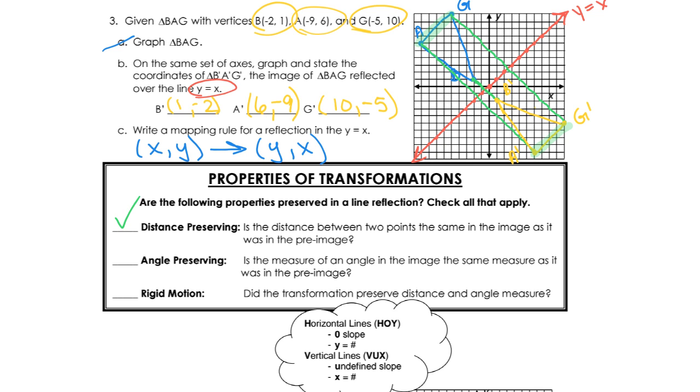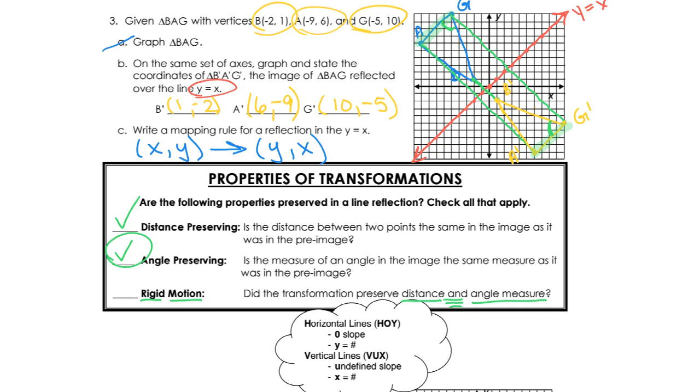Okay. Angle preserving. Let's say we measured angle G, and let's say we found, I don't know, to be 62 degrees in it. Well, if we measure angle G prime, would there be more, less, or the same number of degrees in angle G prime? And hopefully you say the same, which means angles were preserved. Okay. Next is something we haven't heard before. It's called rigid motion. Okay. It says, did the transformations preserve distance and angle measure?